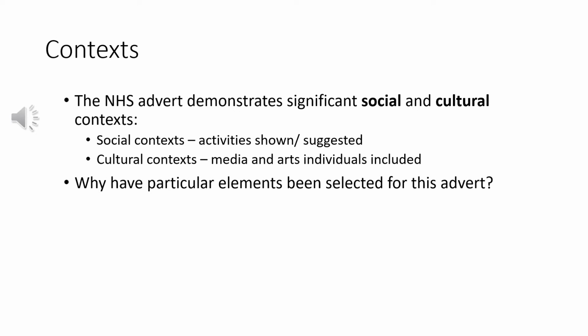So within the Represent advert, we see representation of both. We see social contexts, such as sporting activities like boxing, the Olympics. We also see social figures, such as politicians, scientists. Culturally, we have particular individuals, such as Nicola Adams, the boxer, Chuka Umunna, the former MP, and so on and so forth. So we have a range of social and cultural contexts in the advert.